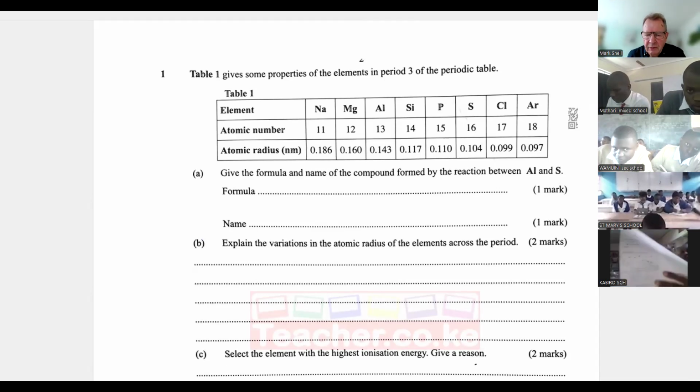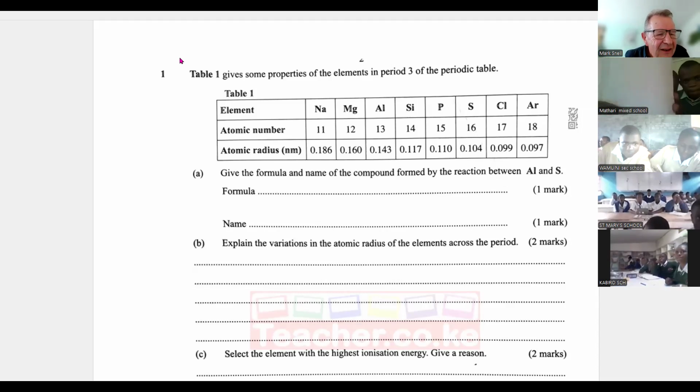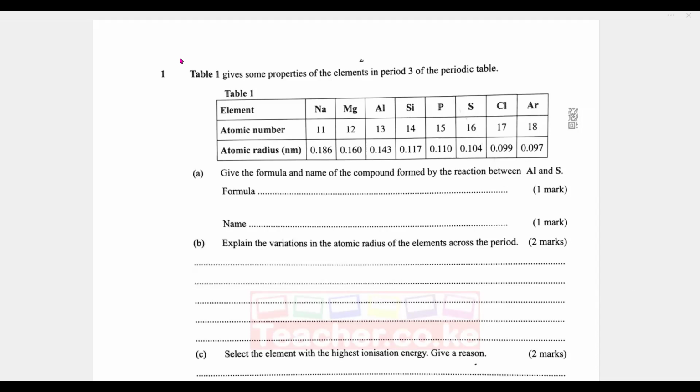Kabira, you want to show me something? Oh, wait, that was very quick. Well done, Kabira. That's very fast. Well done. Somebody at Kabiro just showed me the formula already, and Mathari, I think, is going to show me the same thing. They are very good. Well done, guys. That's very, very good.